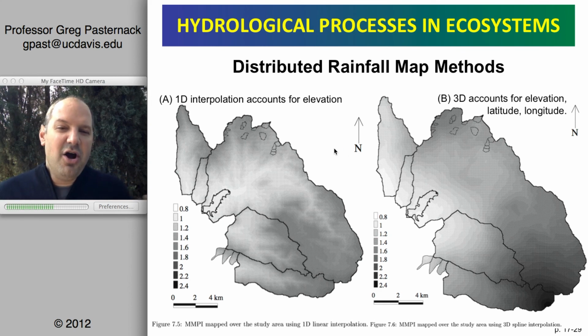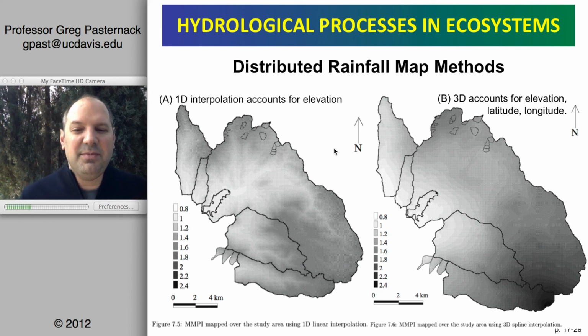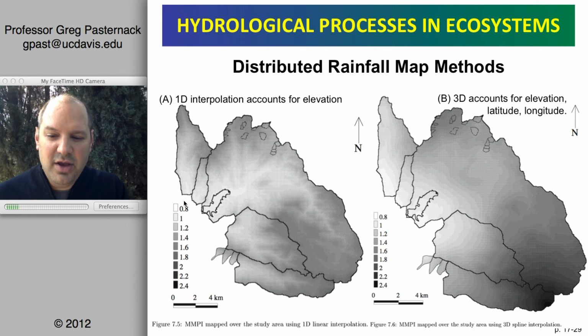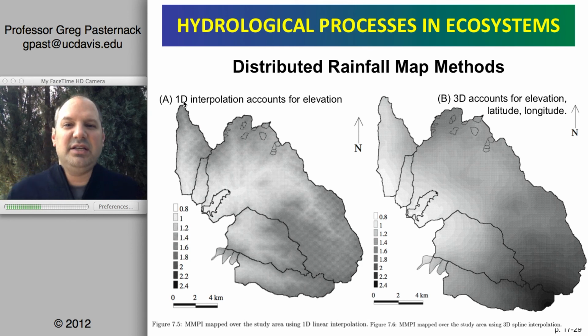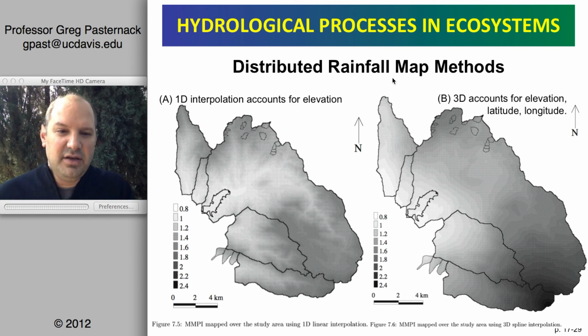This is a map, and I know it's hard to see just in black and white, this kind of grayscale, but here we have a distribution of rainfall. So white means low rainfall and black means relatively high rainfall. And you can see that the simple representation is called a 1D interpolation. It means that the amount of rainfall increases as elevation increases.